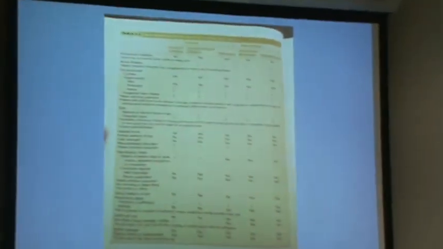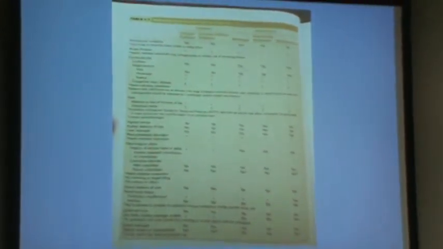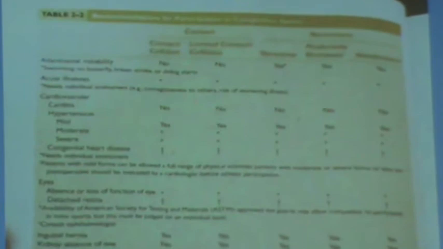It's the chart in our book, and this has a ton of diseases, but there's also things such as absence of one breast, testicle, kidney, liver, spleen, any abnormalities. This really goes to the contact sports or limited contact.